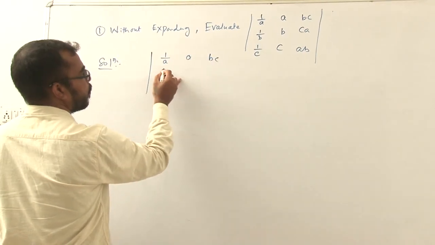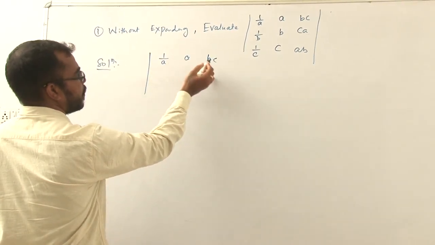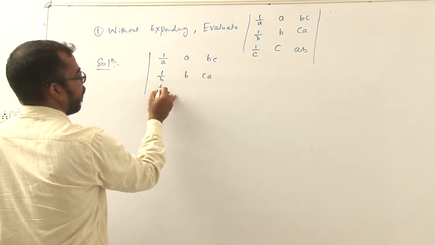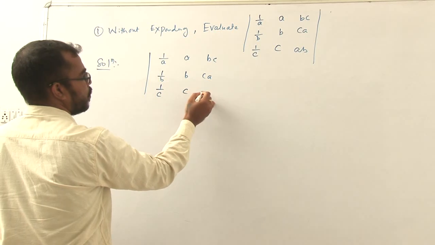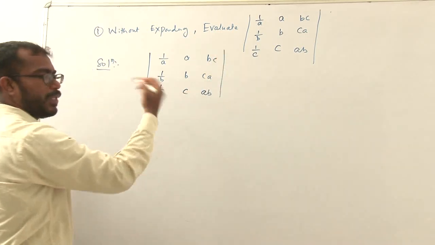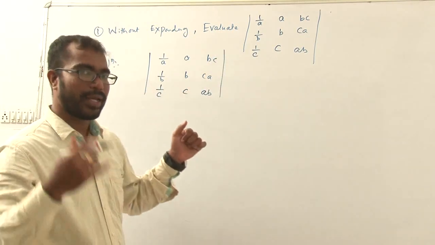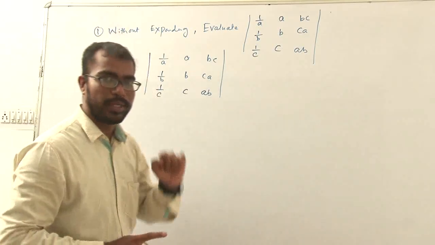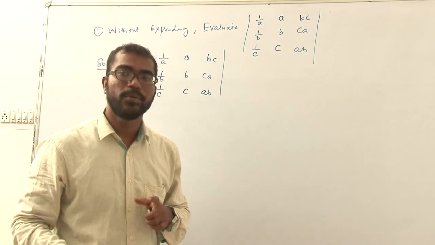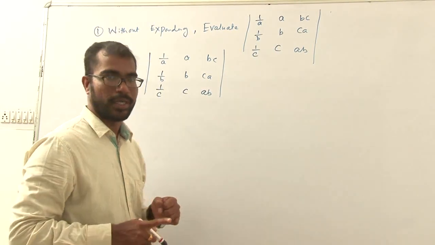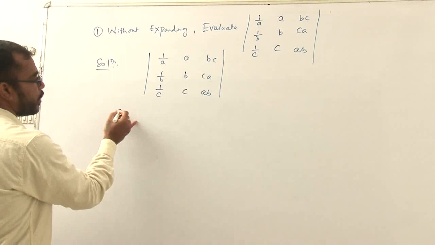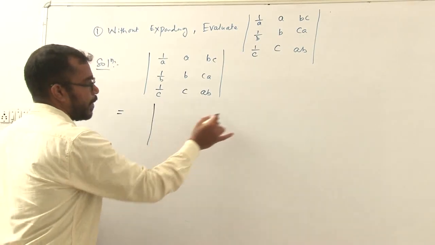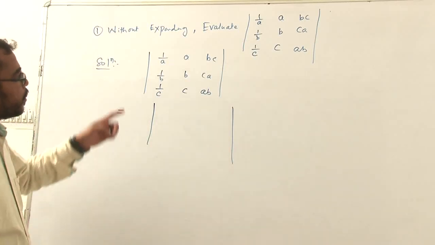Here the first row is 1 by A, A, BC; the second row is 1 by B, B, CA; the third row is 1 by C, C, AB. If you directly expand, you can get the result. But here, in the question, without expanding means we have to apply properties. Okay. So which property do we have to apply?